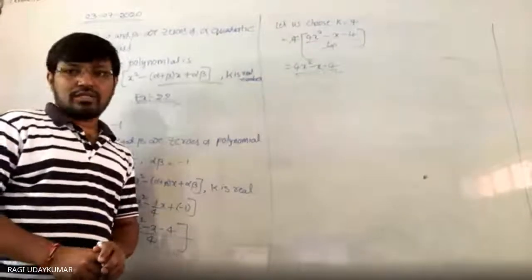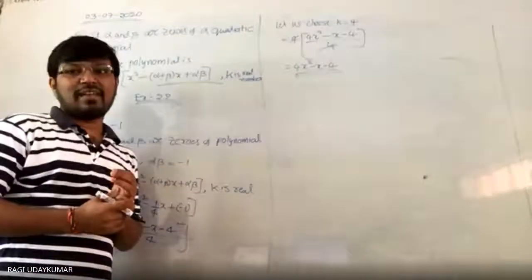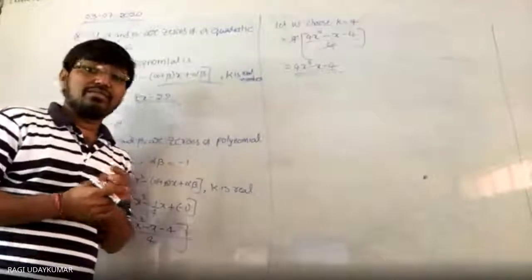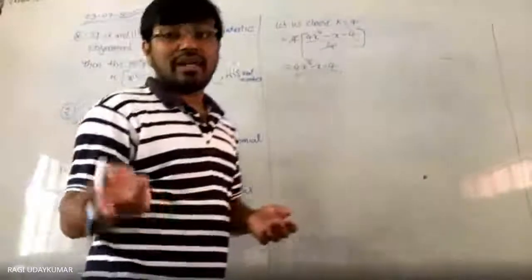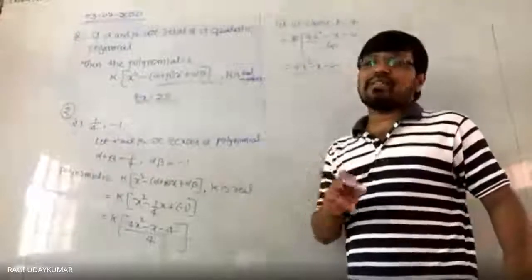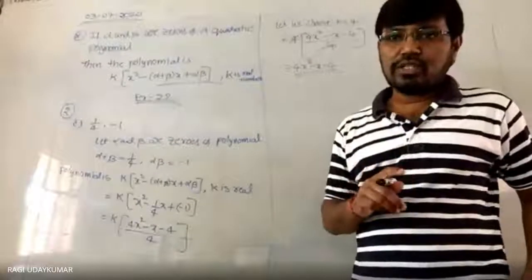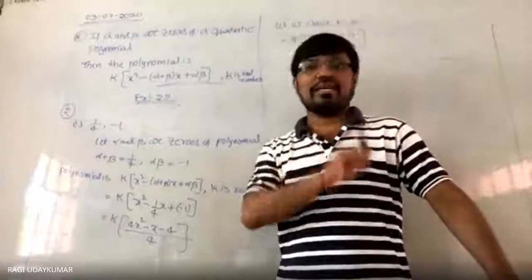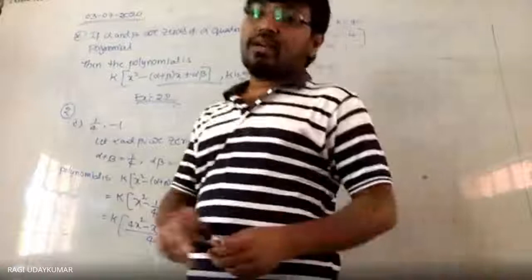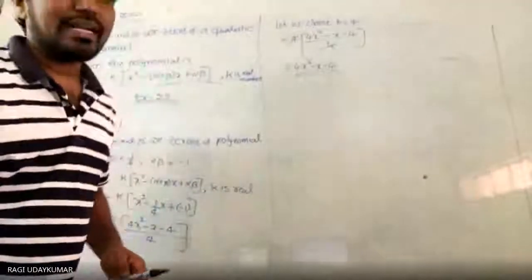That means you need to find the sum and product there. And sometimes the question may be given where you cannot extract the zeros, but you can find the sum and product. How do you find the sum and product? Sum of the zeros is equal to minus b by a, and product of the zeros is equal to c by a. By using that you can find them. So let us see one more problem.